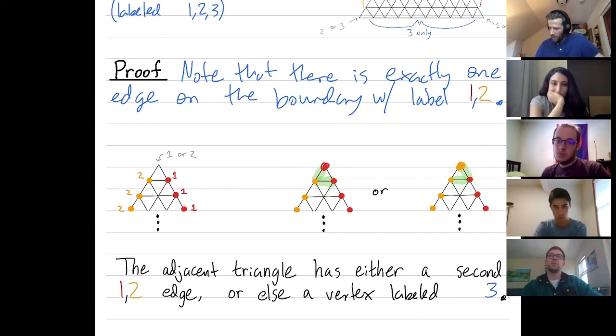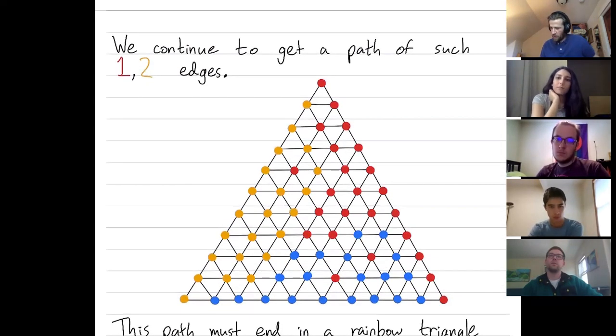If you ever reach a spot where you have a 1, 2 edge, and then the adjacent triangle has a vertex labeled 3, then you're done, right? Because here's a 1, 2 edge. If the third vertex of that triangle is labeled 3, that's your rainbow colored triangle. Okay, so we continue to get a path of such 1, 2 edges. Here's our unique 1, 2 edge on the boundary. Look at the adjacent triangle. It should have another 1, 2 edge. Look at the adjacent triangle. It either has another 1, 2 edge or a vertex labeled 3. You keep following these.